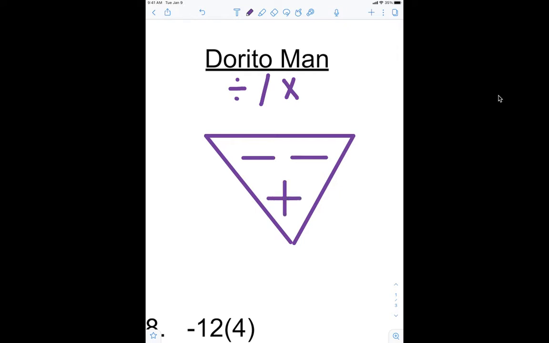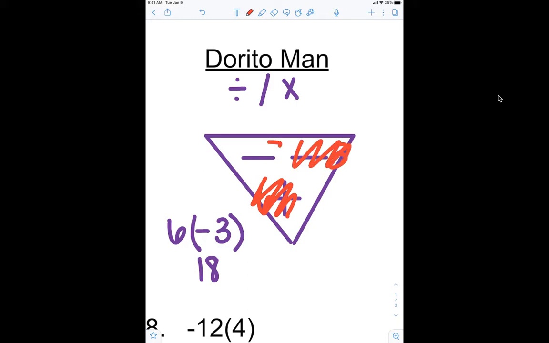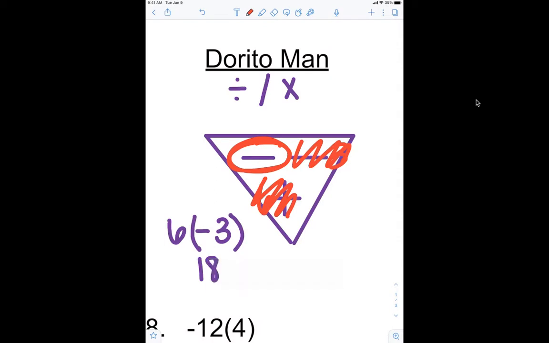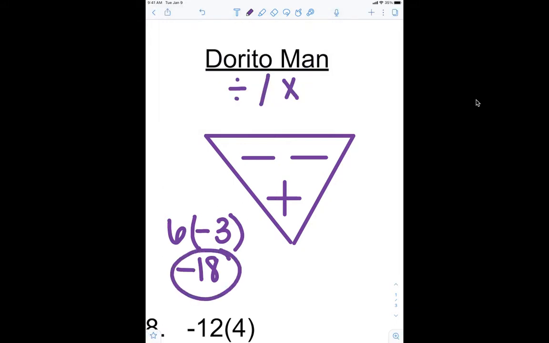So if I were to have a problem like 6 times -3, I ignore the negative and I just do 6 times 3, which I know is 18. And then I cover up what I have. I have a +6, so he's gone. And I have a -3, so he's gone. And I'm left over with a negative. So the answer is -18. That's how Dorito Man works. So let's write it in purple: -18.